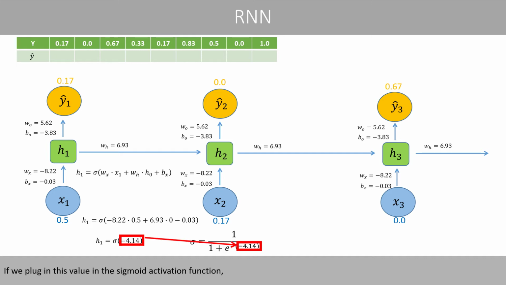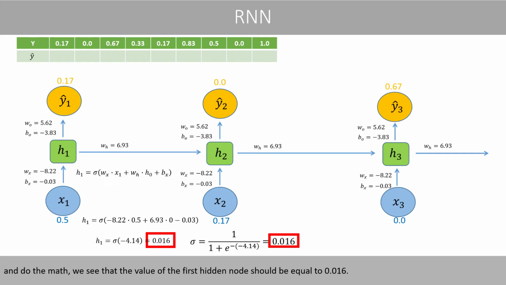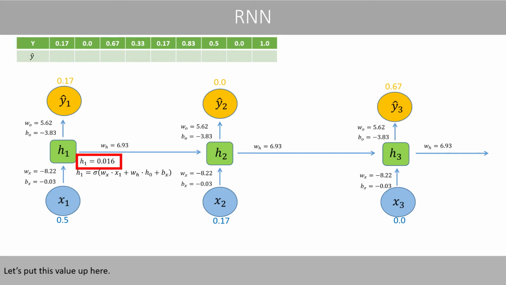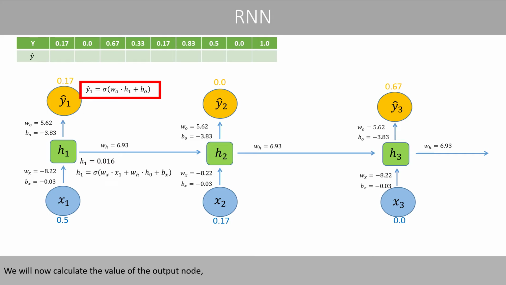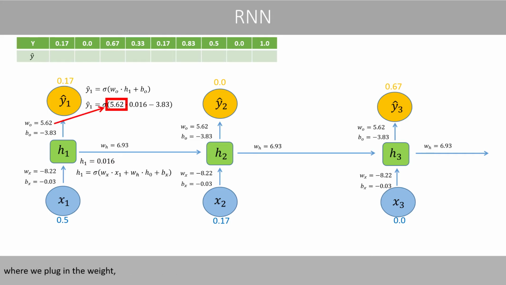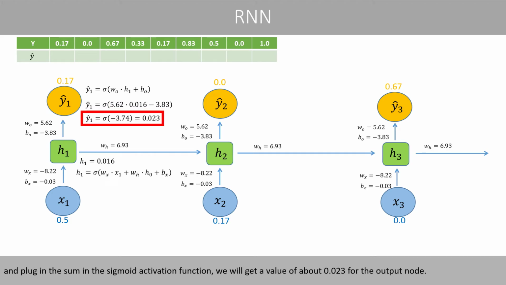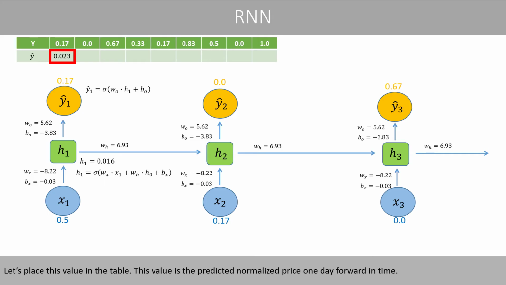If we plug this value into the sigmoid activation function and do the math, we see that the value of the first hidden node should be equal to 0.016. Let's put this value up here. We will now calculate the value of the output node, where we plug in the weight, the value of the hidden node, and the bias weight. If we add these terms and plug the sum into the sigmoid activation function, we'll get the value of about 0.023 for the output node. Let's paste this value in the table. This value is the predicted normalized price one day forward in time.